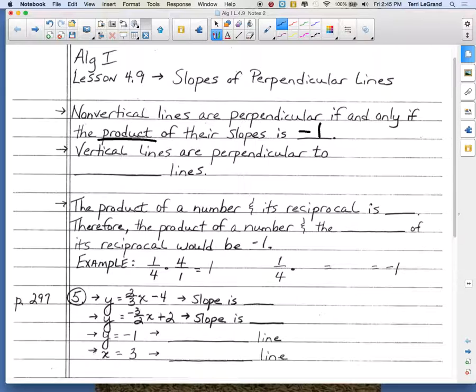And then vertical lines, what would they be perpendicular to? Remember, they have to form right angles. So what kind of a line would form a right angle with a vertical? A horizontal line. So horizontal lines and vertical lines would be perpendicular to each other. So if you can prove that one is a horizontal line and one is a vertical line, then you know that they would be perpendicular.